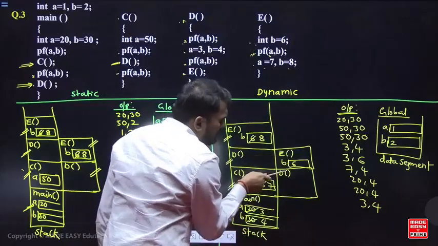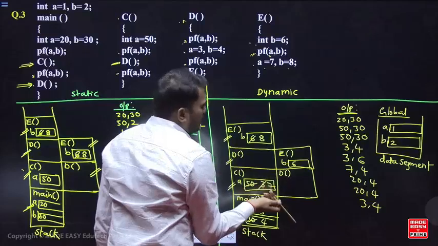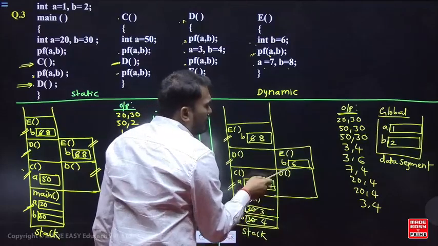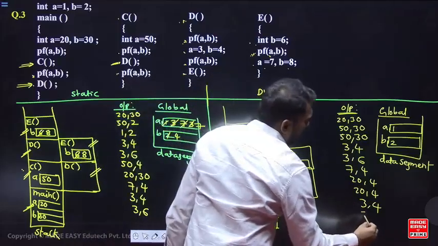E को कौन call किया था? D. Who called the E? D. So in D, is variable A available? No, not available. There is no declaration. Who called the D? Main. In the main, is A available? Yes. A value is 3. So you take the A value 3.